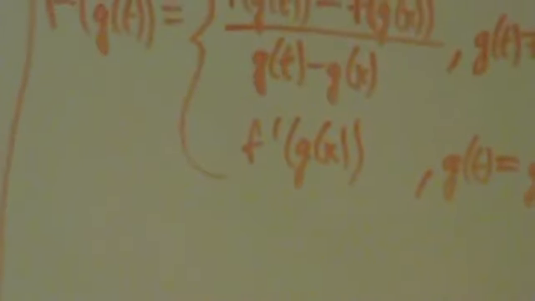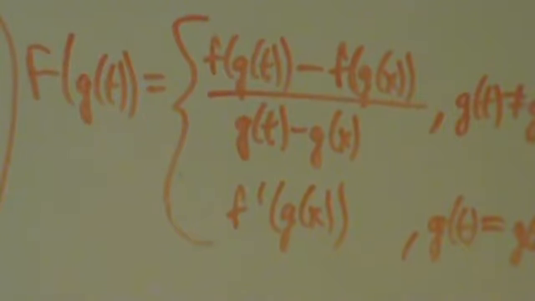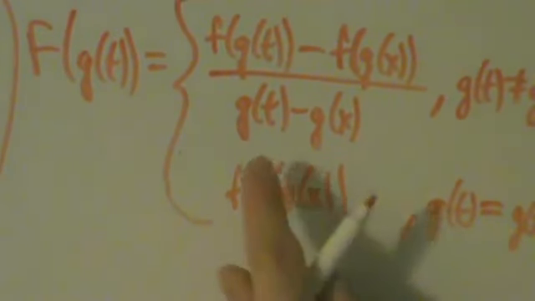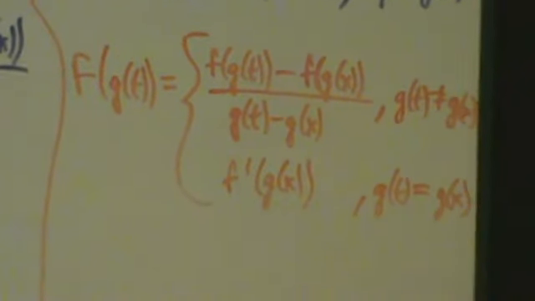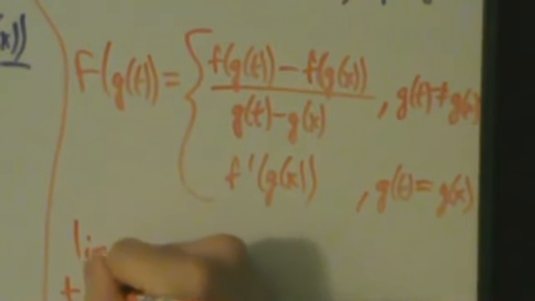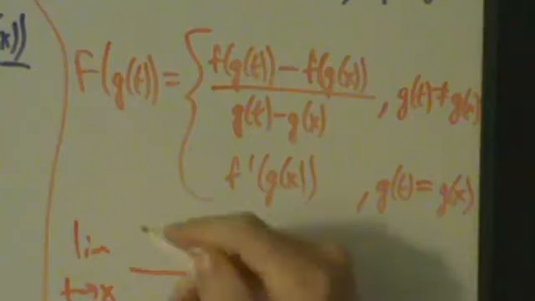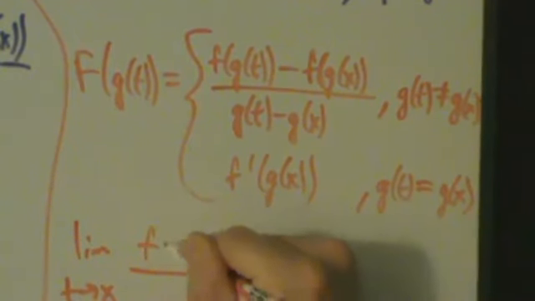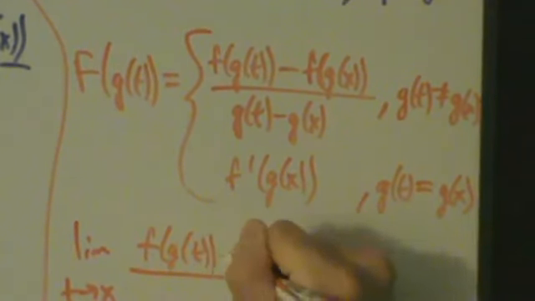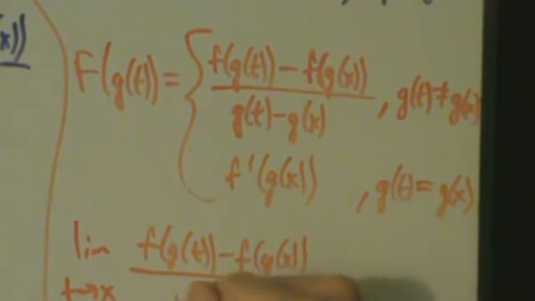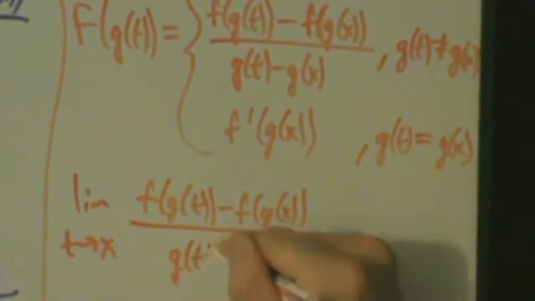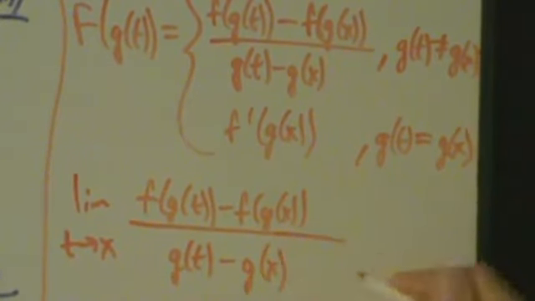Okay, so for the first piece, if we take the limit as t goes to x of the first piece, what do we have? Let's zoom out just a little bit. We're going to have the limit as t goes to x of f of g of t minus f of g of x, all divided by g of t minus g of x.